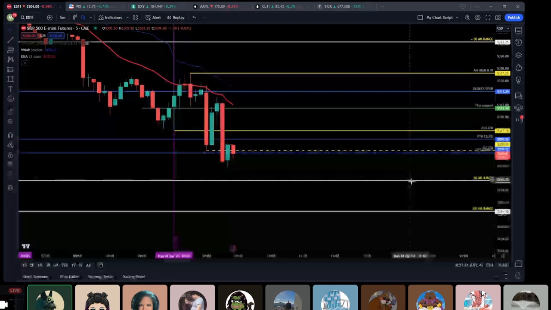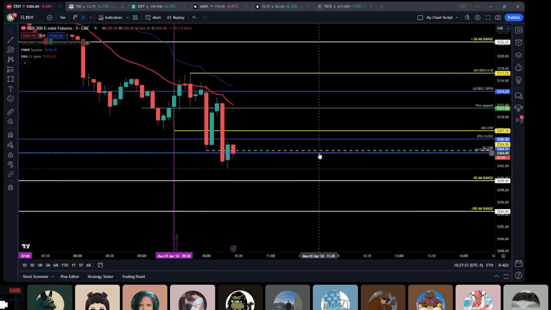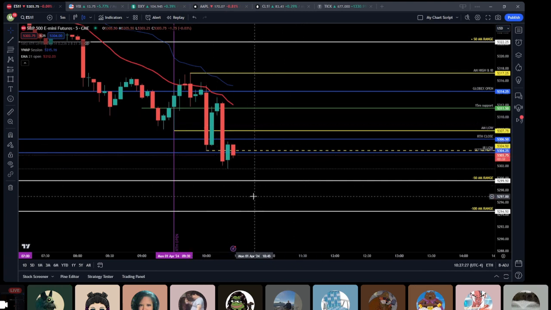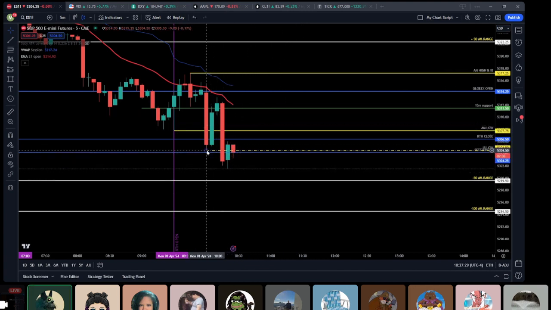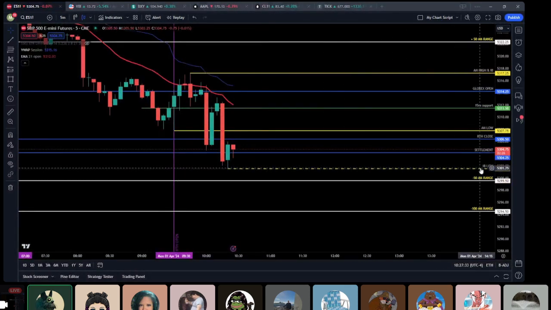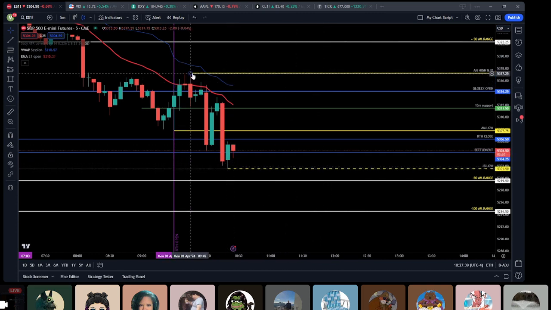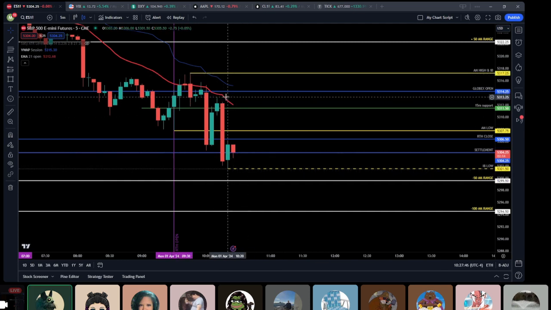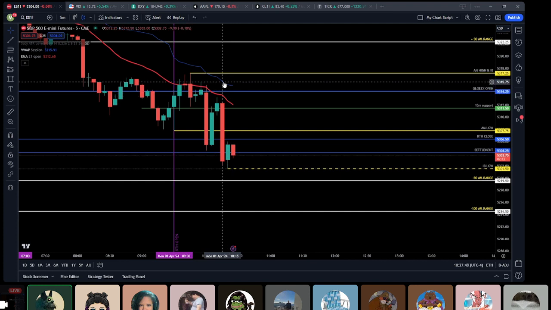We are coming up on 10:30 now, and that would be the first hour where the initial balance is set. So we would actually take this and move it back down here. This would be the initial balance low, should there not be a lower low set. And we see here, the AM highs have not been touched. 21 EMA has not been touched. VWAP has not been touched.